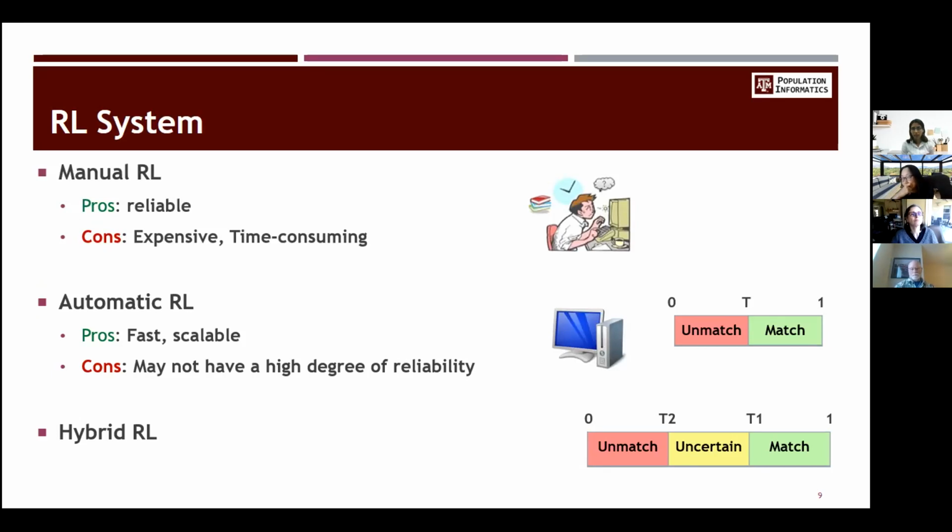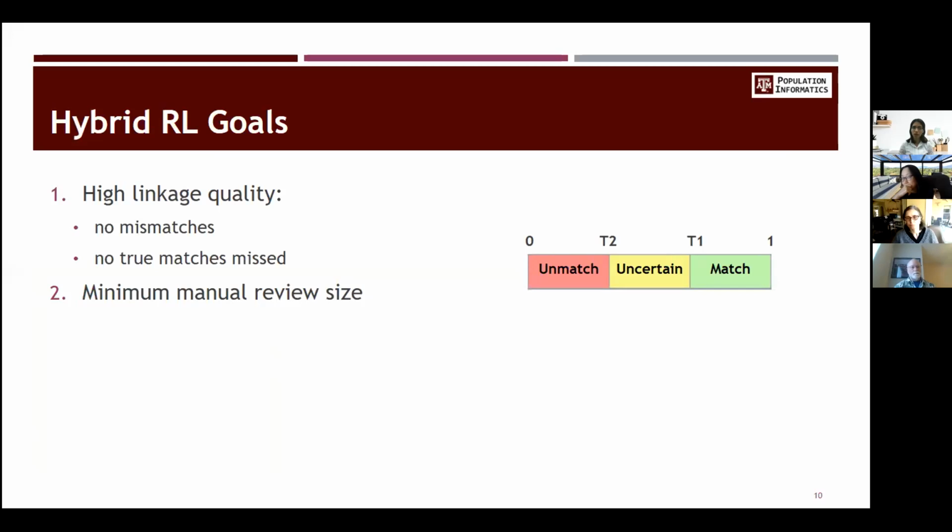After automatic record linkage is finished, we send this class of data to the human expert, and they will decide whether they are matched or unmatched. So we have 2 main goals for hybrid record linkage. The first one is high linkage quality, and the second one is minimizing the manual review size.